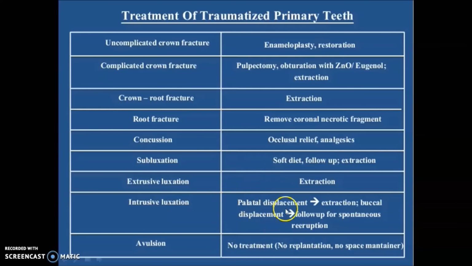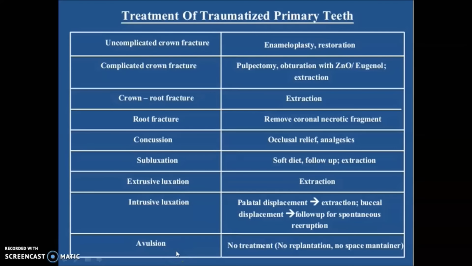If there is palatal displacement, then the choice of treatment is extraction. But if there is buccal displacement, you have to follow up, because in primary teeth there are chances that a spontaneous re-eruption can occur. So remember, if there is palatal displacement, you have to go for extraction, because your permanent tooth germ is located palatally to your primary teeth. But if buccal displacement is there, no problem, it can go for spontaneous re-eruption.